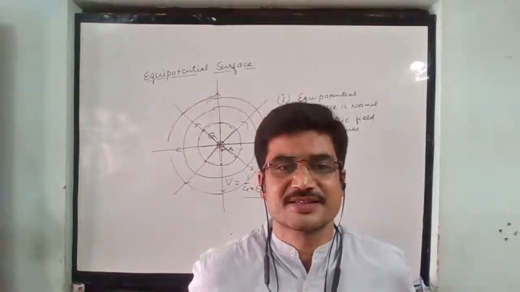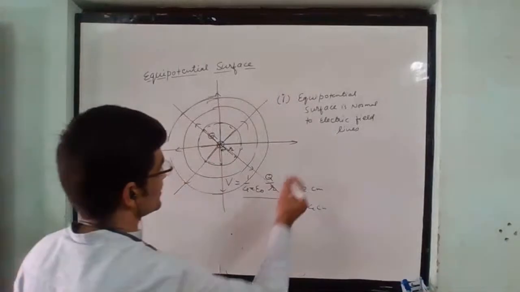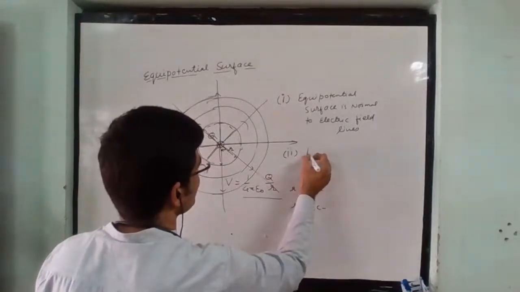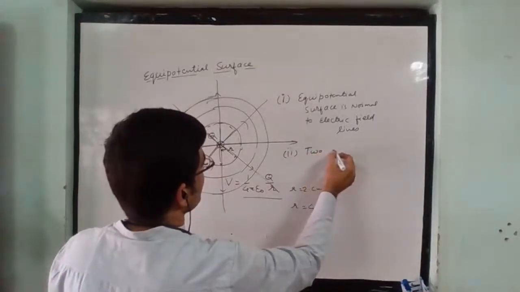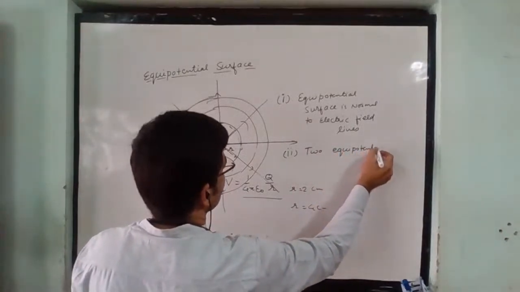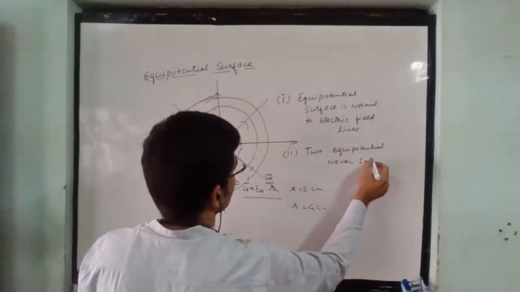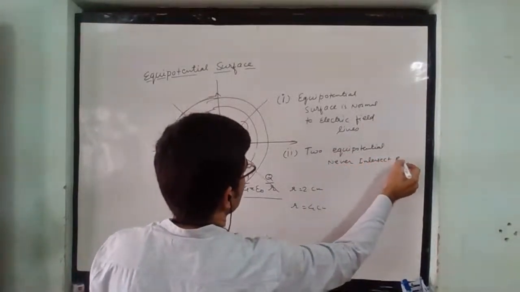Next, two equipotential surfaces never intersect each other, similar to electric field lines. Two equipotential surfaces never intersect each other.